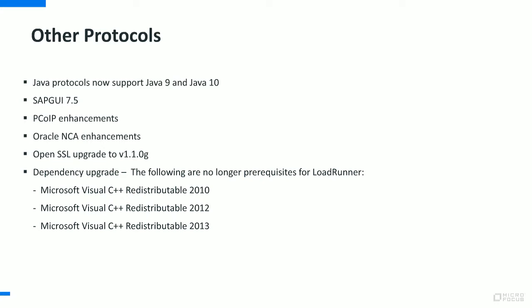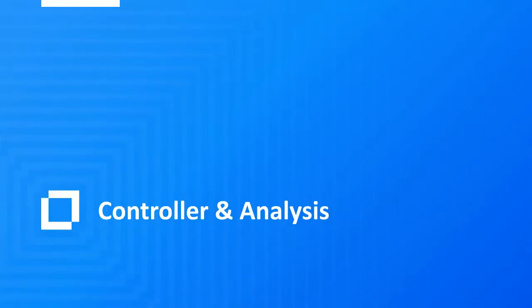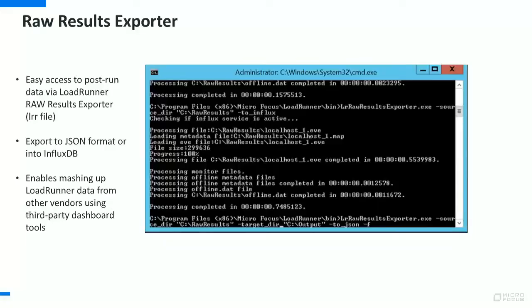So now, why don't we go ahead and actually start talking about some of the key capabilities the team were able to add in version 1260 for LoadRunner. One of those is the raw results exporter. This is easy access to post-run data that can export data to JSON or into an InfluxDB instance. We take the data from the LRR file that's typically created post-run.